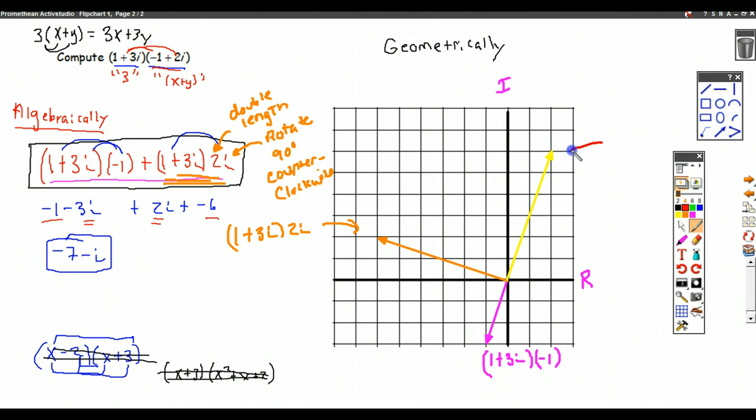Right, and the slope of that guy was 6 over 2, and we notice that the slope here is -2 over 6. All right, so these are the results of those separate multiplications. But I am adding those two vectors, right? I'm adding this vector to this one.